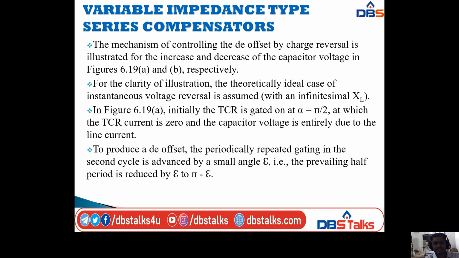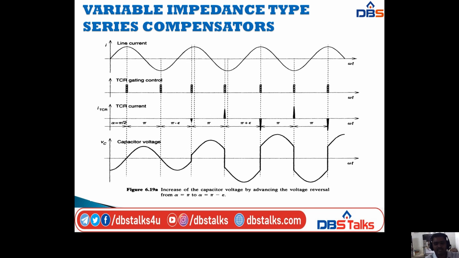To produce a DC offset, the periodically repeated gating in the second cycle is advanced by a small angle epsilon, that is the prevailing half period is reduced to epsilon to pi minus epsilon. So alpha is equal to pi minus epsilon. Alpha is equal to pi by 2 and pi, and next pi minus epsilon, and next pi plus epsilon, and we have pi. Like that we are having the TCR current and the TCR getting controlled.